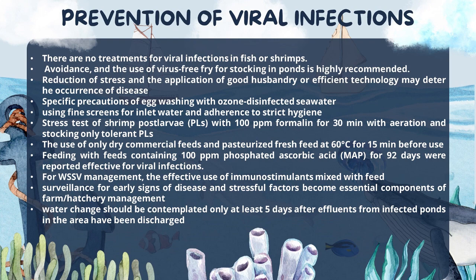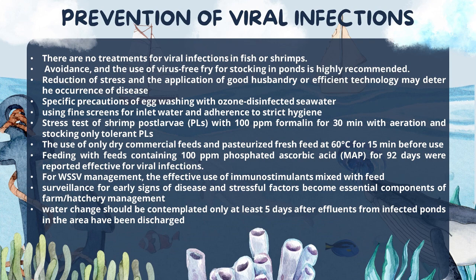For the management of WSSV, the effective use of immunostimulants mixed with feed such as peptidoglycan at 0.2 mg per kg body weight per day for 2 to 3 months, or fucoidan, an extract from Cladosiphon okamuranus, at 50 to 100 mg per kg shrimp per day for 15 days, were reported to increase survival of WSSV-exposed shrimps.